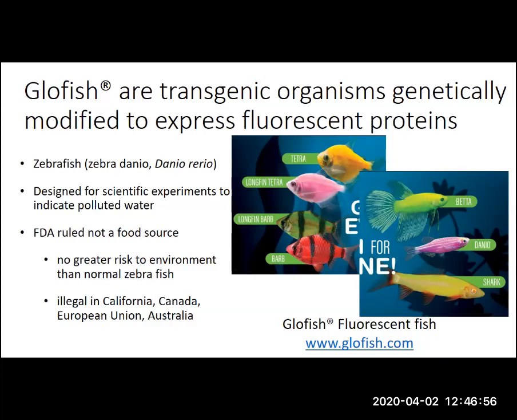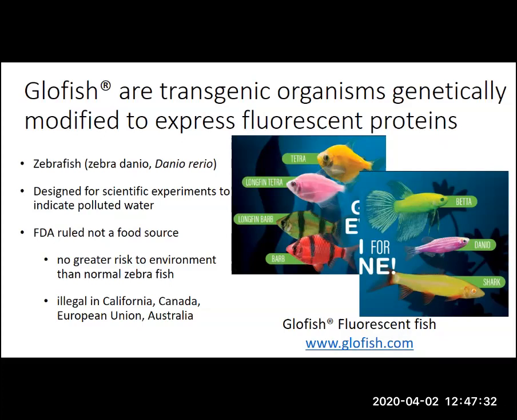An example of this is the Glofish. These were originally done as zebrafish to express fluorescent proteins as a marker for looking at the levels of pollution within waterways. The FDA, the Food and Drug Administration, ruled that because it wasn't a food source, they didn't pose a greater risk to the environment than the normal zebrafish. Still, these types of fish are illegal in California, Canada, European Union, and Australia.